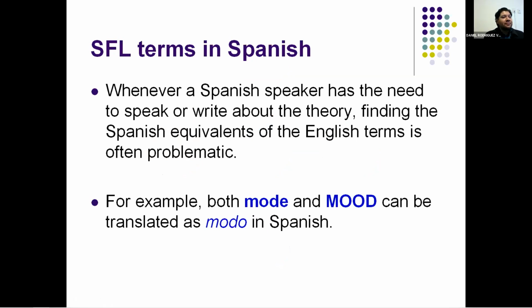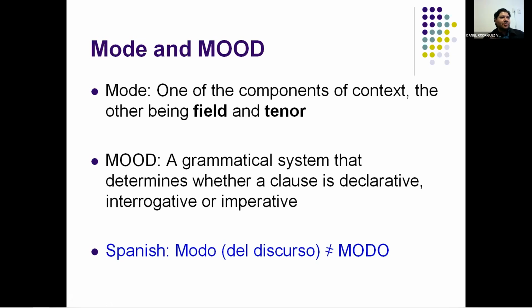Let's take, for example, the terms mode and mood, two different terms in English that can be translated as modo in Spanish. So modo can be the translation of both mode and mood. And we know that those are two different things. Mode is one of the components of context, the other being field and tenor of discourse. And mood is a grammatical system that determines whether a clause is declarative, interrogative, or imperative. So when we say modo in Spanish, in my case, I often use the other part of the term, which is modo del discurso. So not just modo, but modo del discurso, to tell my reader if I'm referring to mode or to mood.